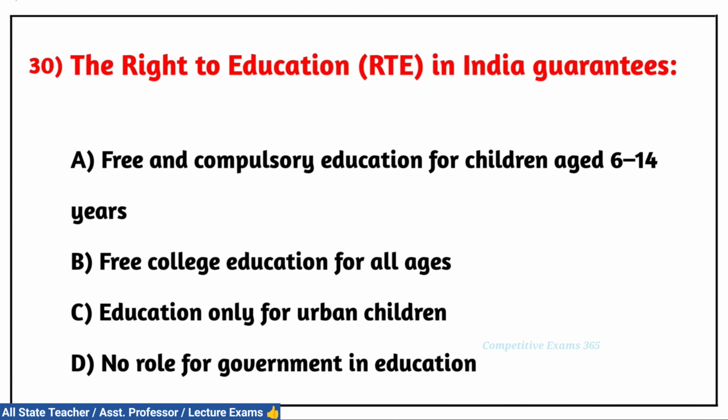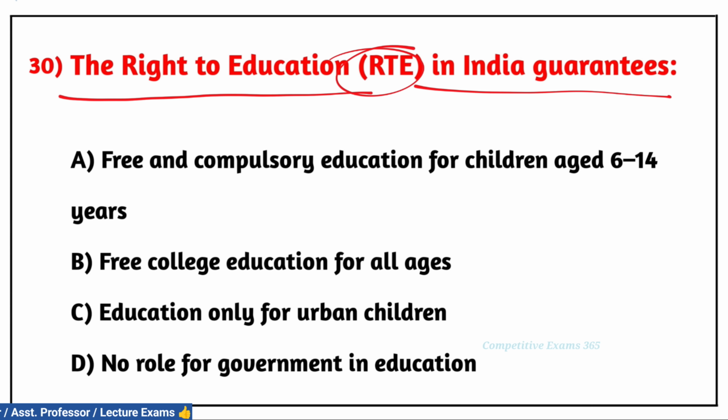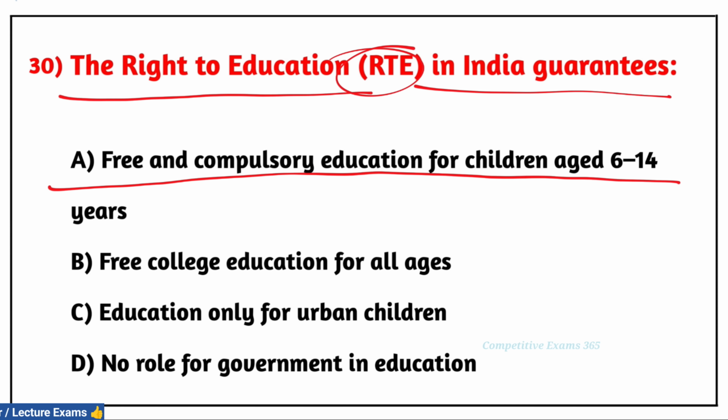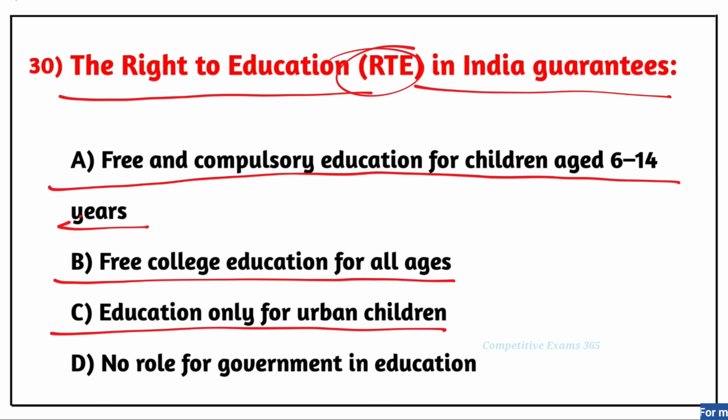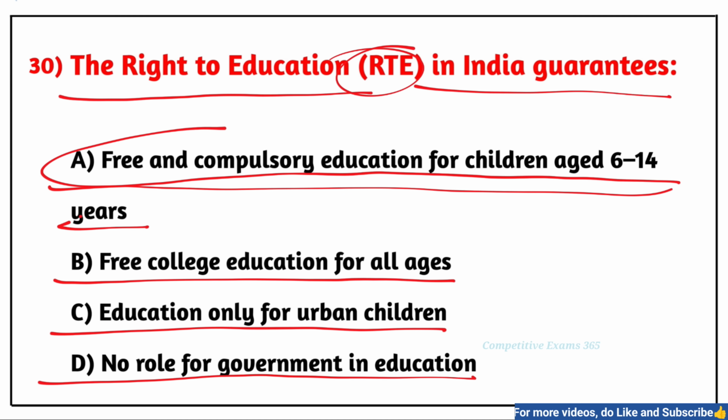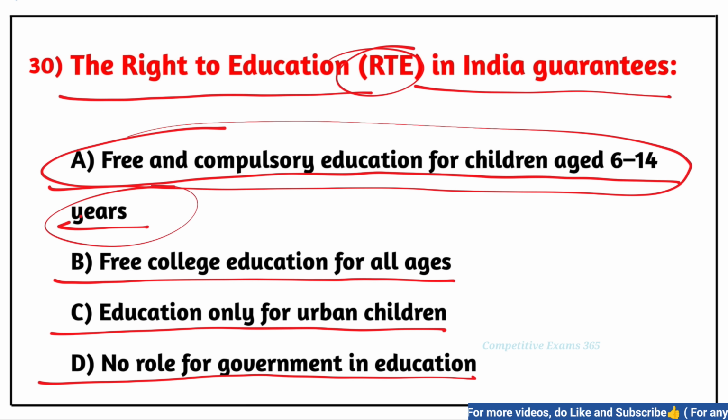30th question. The Right to Education, that is RTE, in India guarantees. Option A, free and compulsory education for children aged 6 to 14 years. Option B, free college education for all ages. Option C, education only for urban children. Option D, no rule for government in education. Option A, free and compulsory education for children aged 6 to 14 years, it is the correct answer.